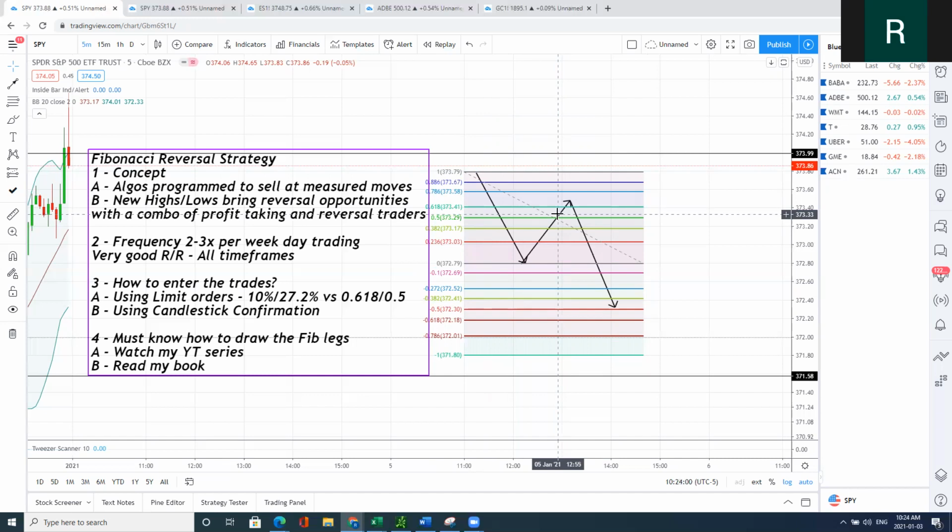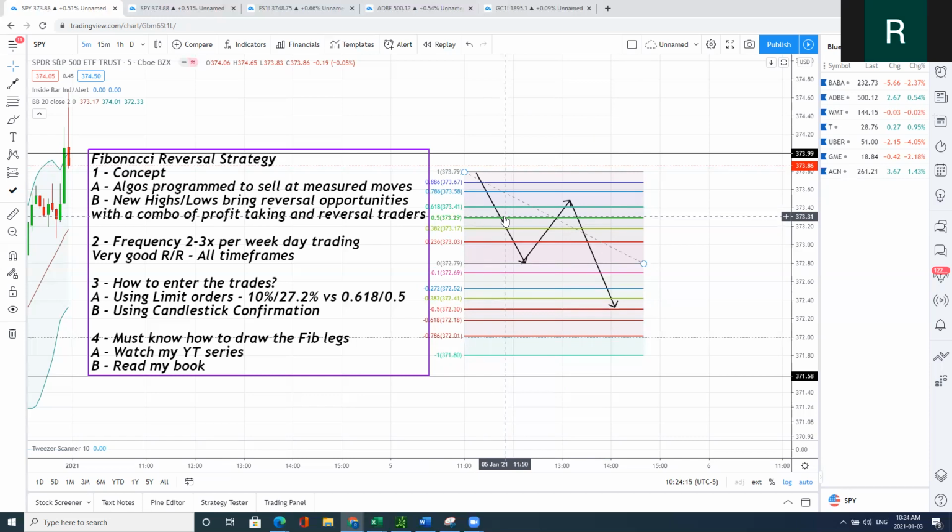I have over 75 charts. Okay, nobody does that in their books. They'll have 5 charts. I have 75 charts in my book teaching you how to draw fibs and showing you examples, because that's how you learn. You have to have screen time and chart time.